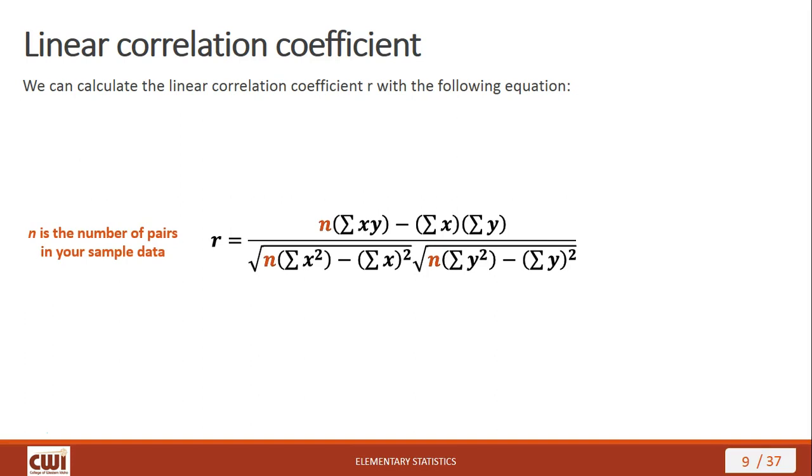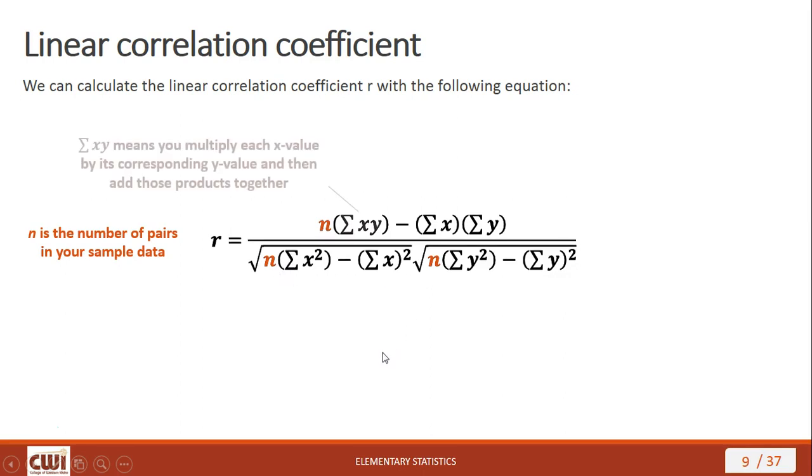Notice we have N, which is the number of pairs in your sample data. This is our sample size, and we've seen this variable before. It appears in 3 different parts of our equation. The sum of xy means that you take each x value, multiply it by its corresponding y value, and then you add all those products together.